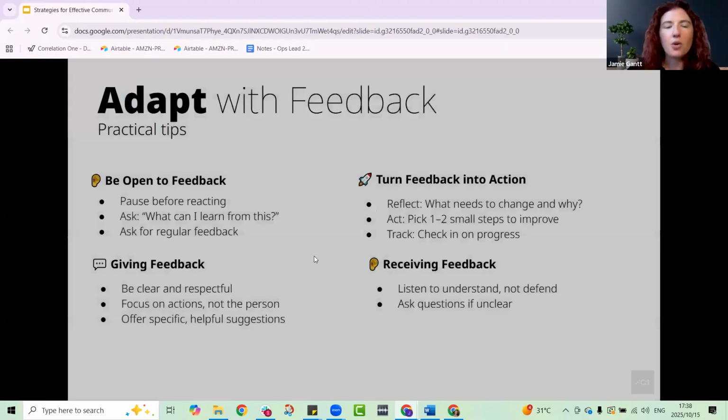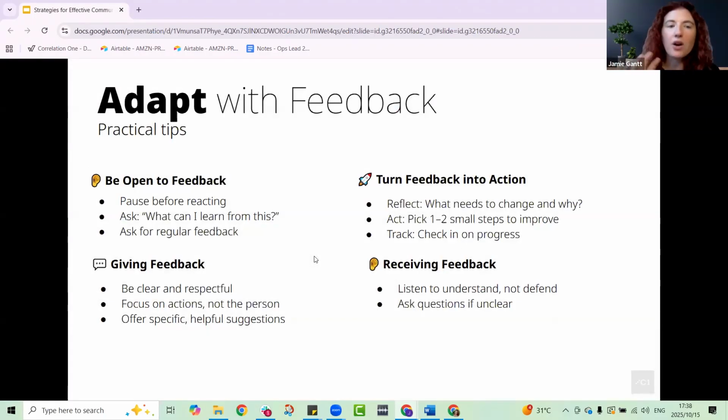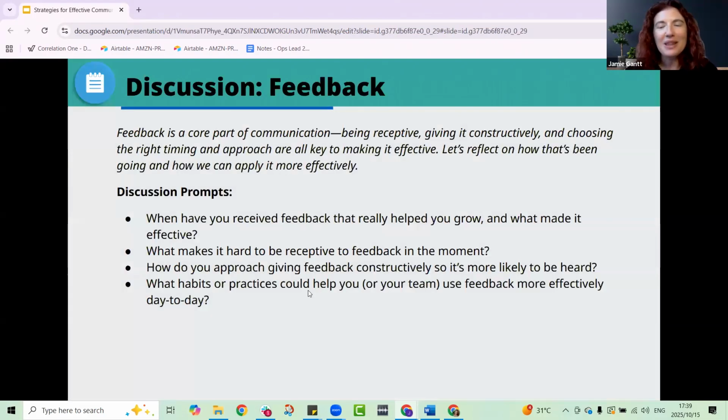Okay, so we want to be open. We want to also be clear and respectful when we're the ones giving feedback. We want to turn that feedback into action. Feedback doesn't really do anything if we don't do something with it, right? And when you are receiving feedback, make sure you're listening to understand, and then ask questions if it's not clear. Is this all making sense? Since all of you kind of gave a confidence rating of 4, I'm guessing this is kind of just refresher, but let me know if any questions are coming up.